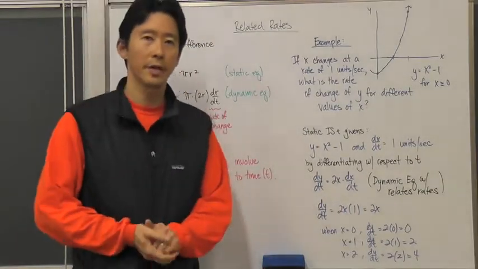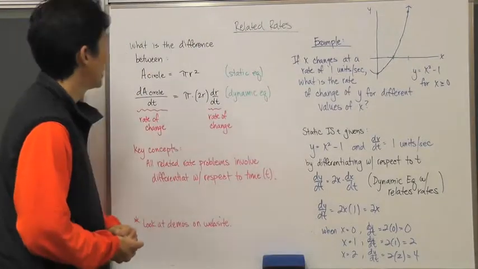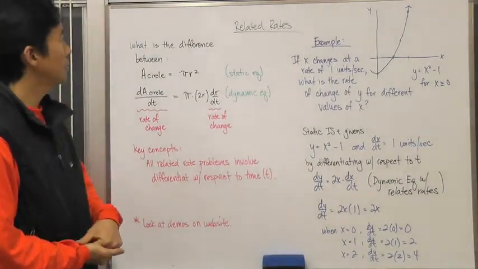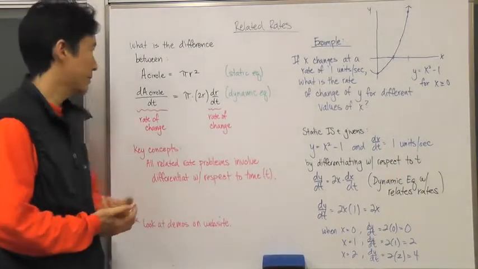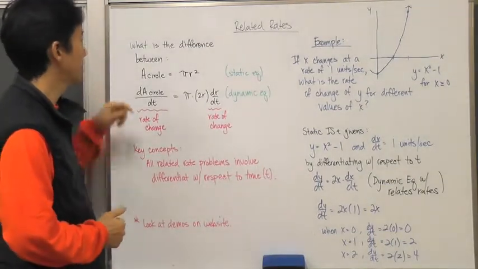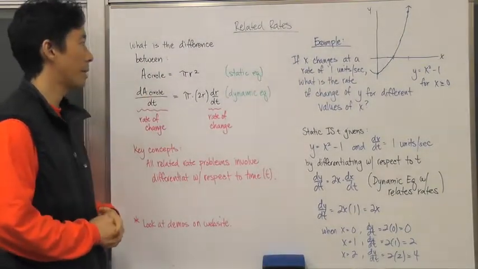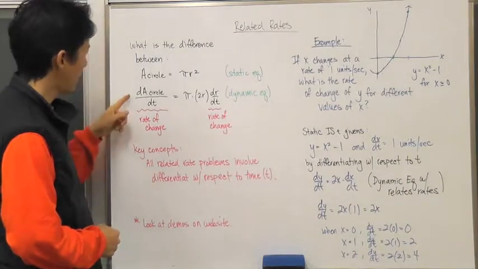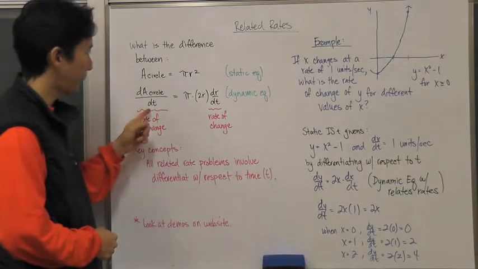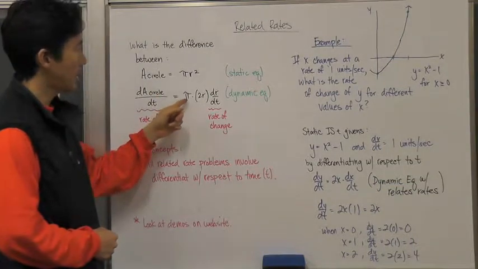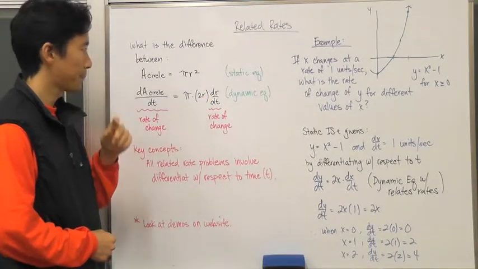Okay, hello everyone. Let's go ahead and take a look at what are called related rates. Let's look at two different equations that are related, but obviously have some very apparent differences. Here is the area of a circle, and we all know that that's pi r squared. And then we have the derivative of the area of the circle with respect to time is equal to pi times 2r times d of r over d of t.